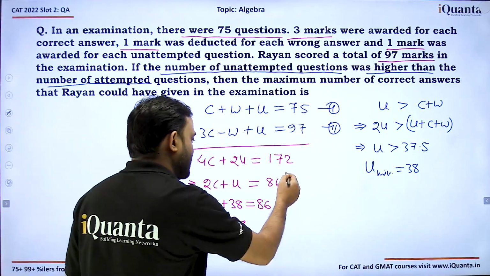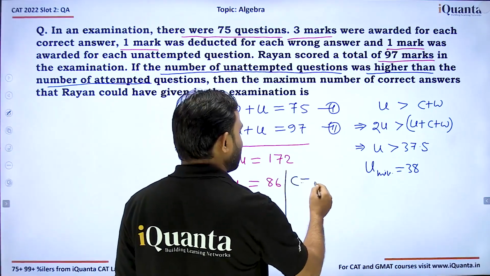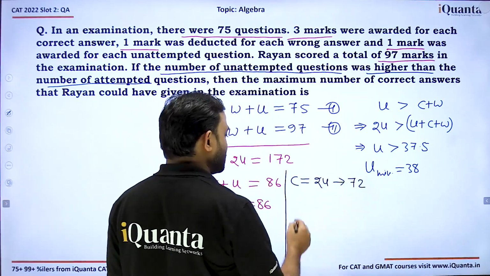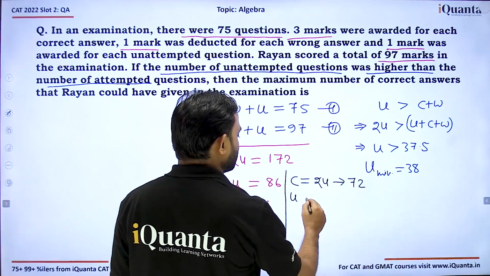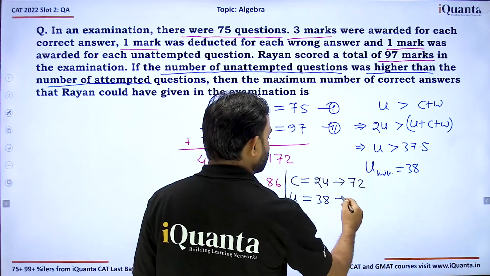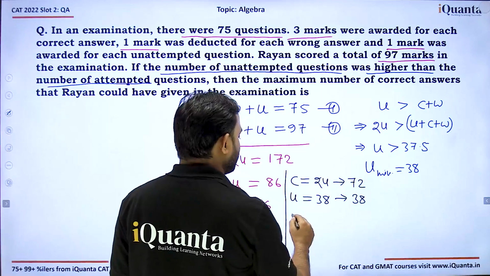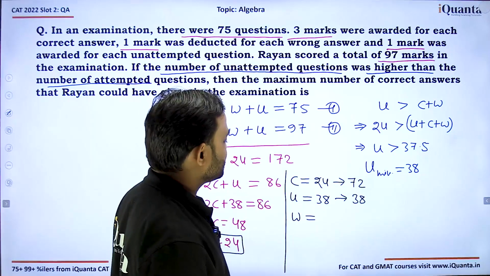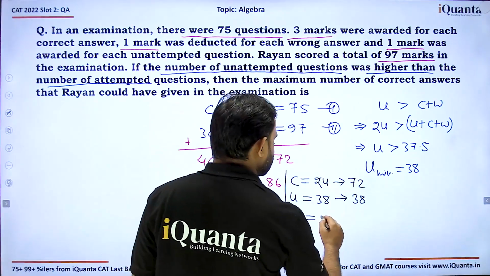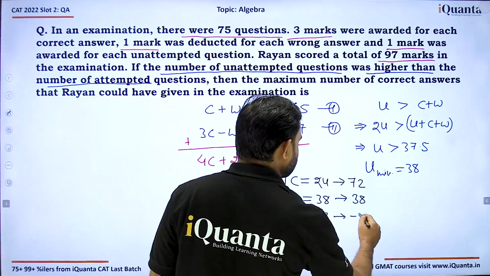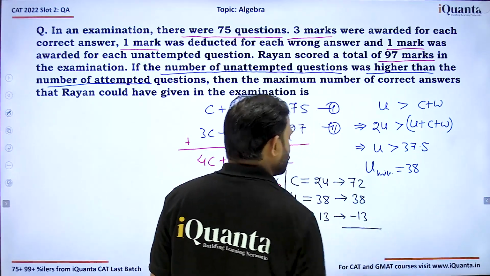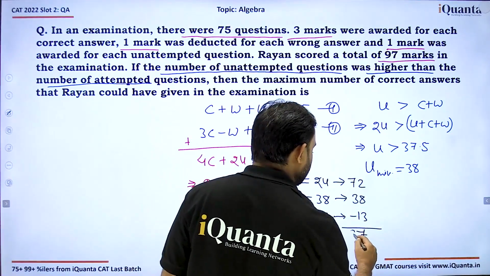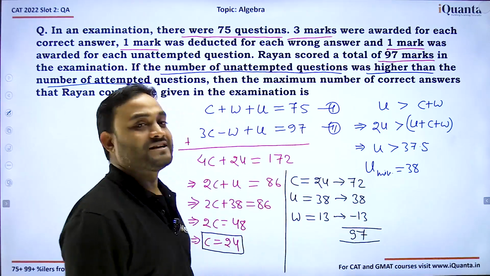Now we can also verify this. Number of questions answered correctly is equal to 24, so 72 marks are awarded for that. Number of unattempted questions is equal to 38, so 38 marks are awarded for that. Number of wrong answers would be, now 24 plus 38 is nothing but 62, so 75 minus 62 is 13, and minus 13 marks have been awarded for that. So total marks would be equal to 72 plus 38 is 110, minus 13, which is 97. So that is our answer.